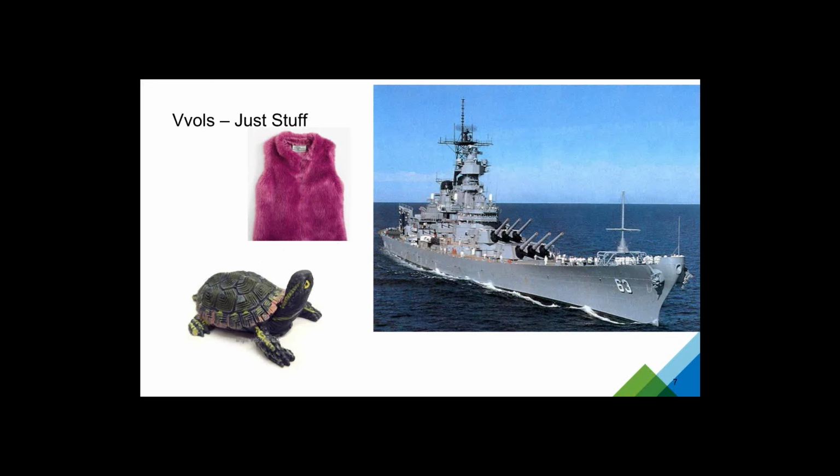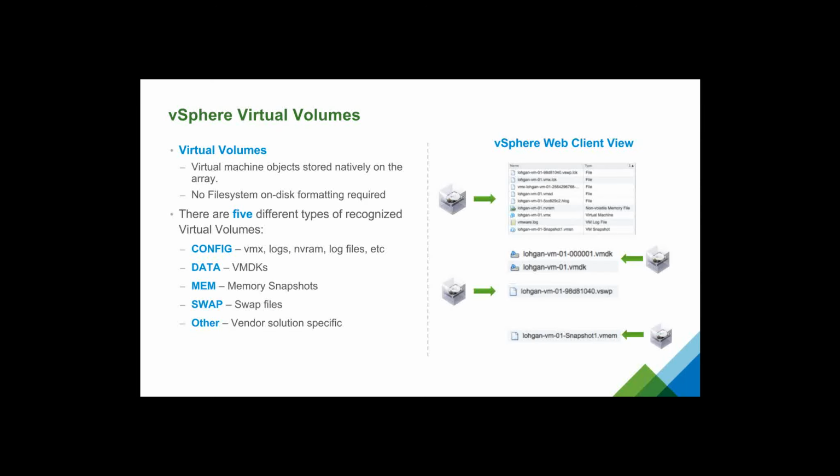I can't help with this analogy of thinking of vVols like ordering stuff off Amazon. The idea of a vVol is it's going to be a virtual disk or a virtual volume that you need for something, for a VM, or whatever. It's just stuff. You go out and you say, hey, I want a vVol. It's kind of like going on Amazon and saying, hey, I want a pink fuzzy vest. So there are various different types of virtual volumes. Right now, VMware has defined 5 of them.